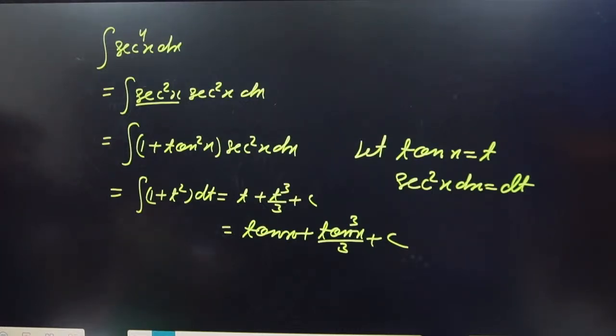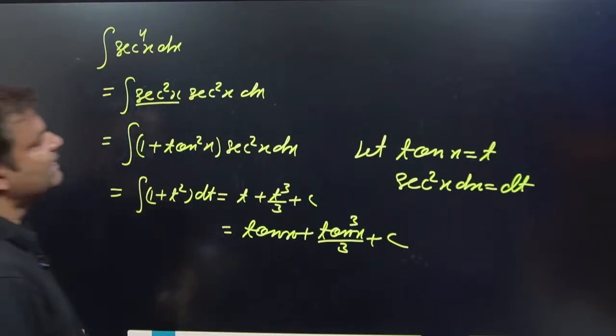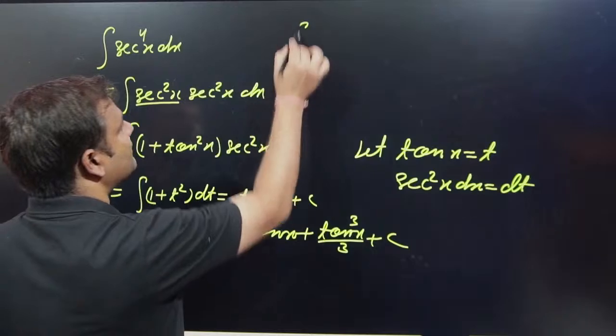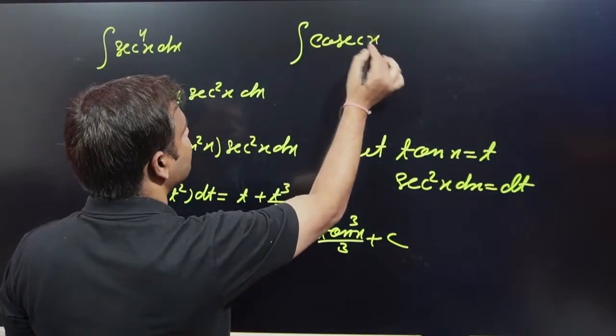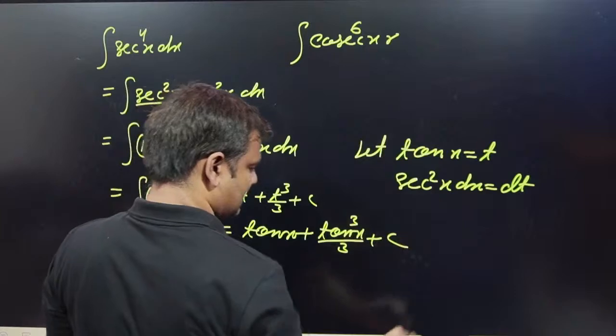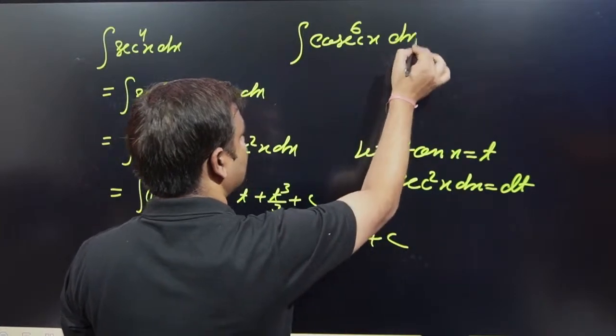Tan x plus tan cube x divided by 3 plus c is the right answer. Same thing: cosec x to the power 6 dx, how can we solve this type of problem?